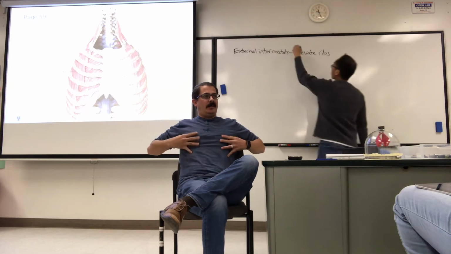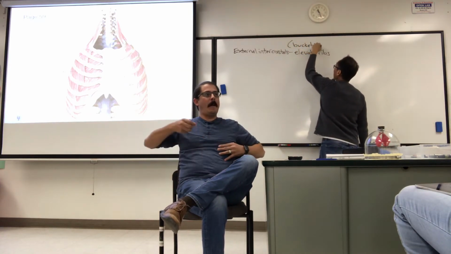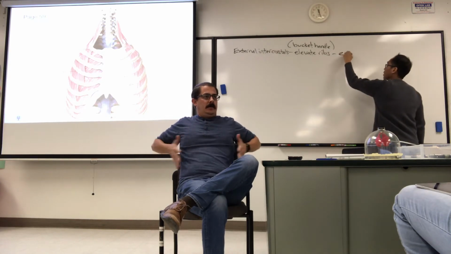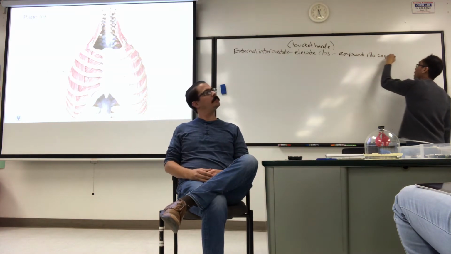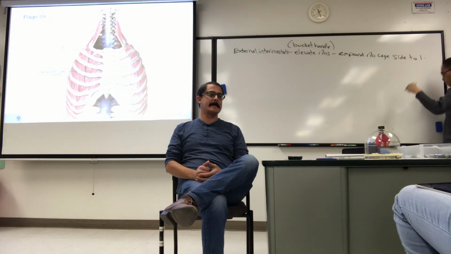They kind of call the elevation of ribs a bucket handle movement because a rib is kind of curved like a bucket handle. So I just lift it up a little bit, like lifting a bucket handle. That helps expand the rib cage side to side, you know, laterally.